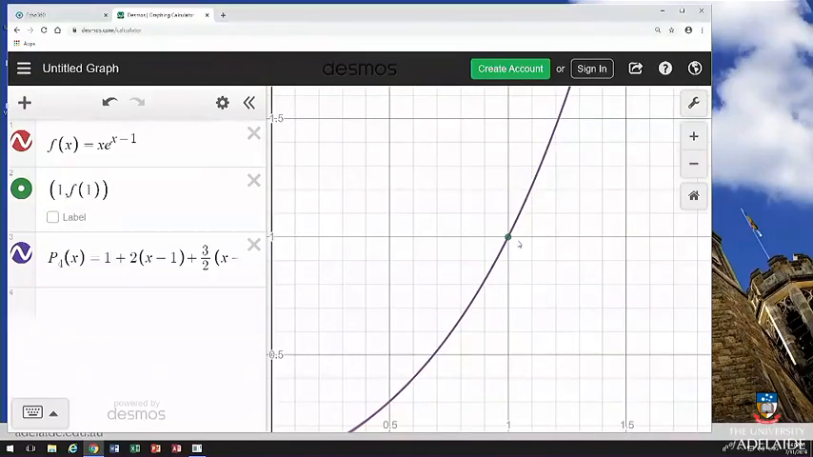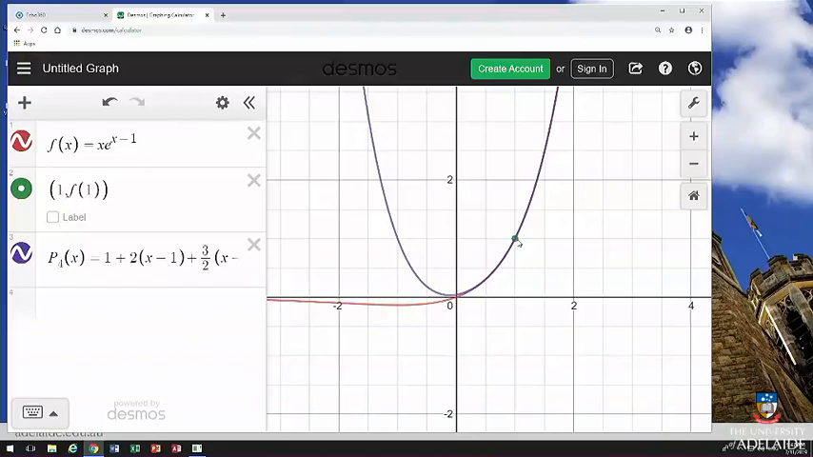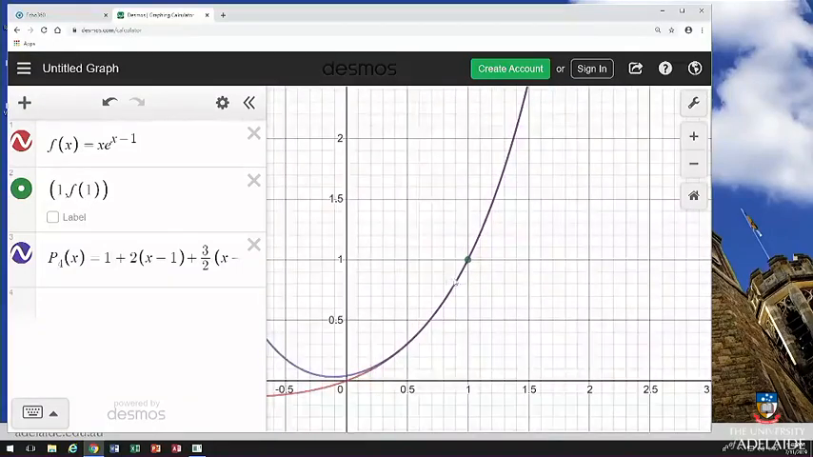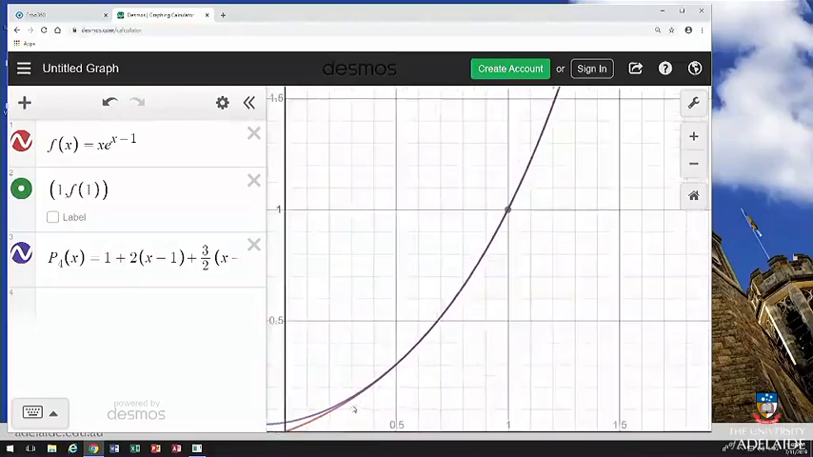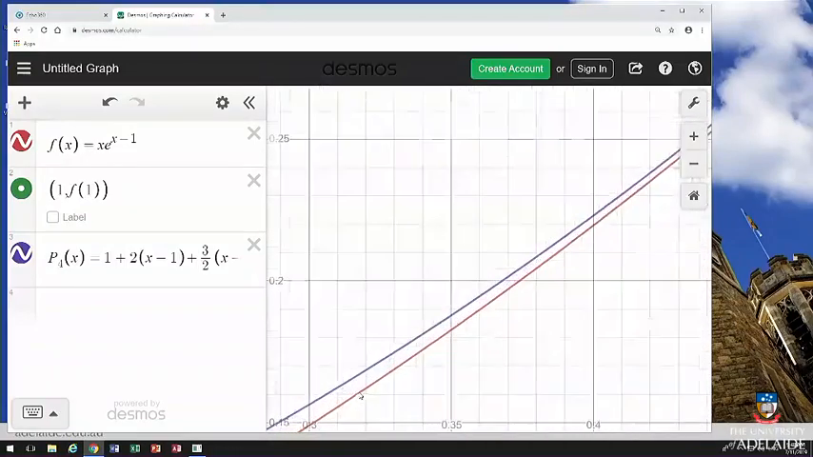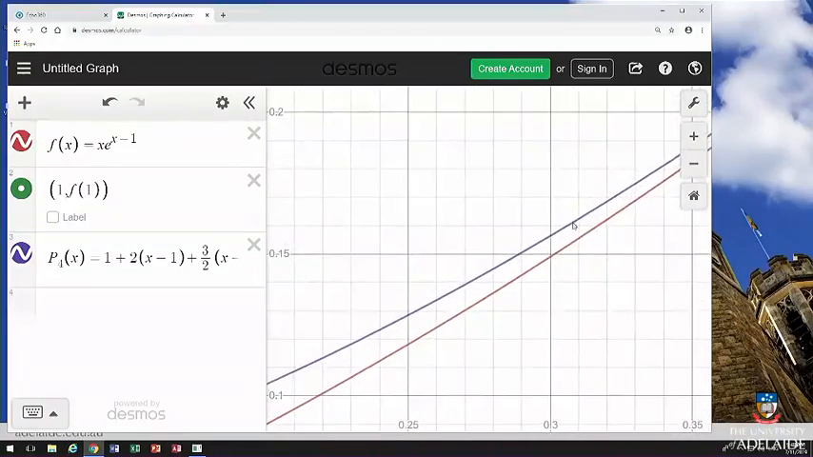It's really good. So the next natural question to ask is, how close is it? Like if I zoom in just here, so that's 0.15. So the distance here is a little bit less than 0.01. And that is the remainder, the distance between these two functions.